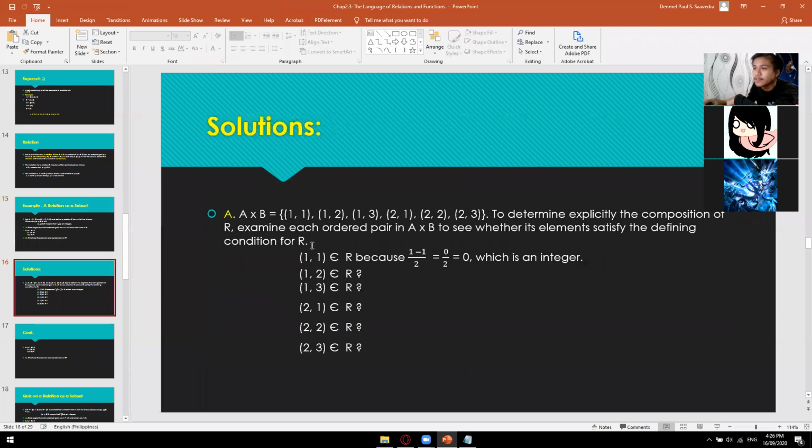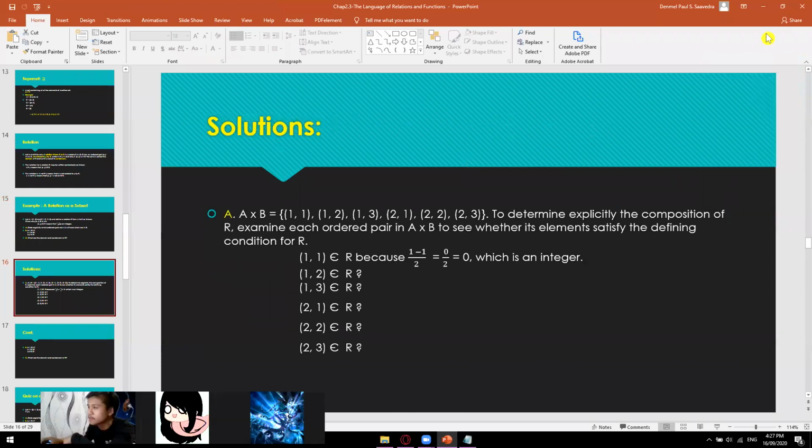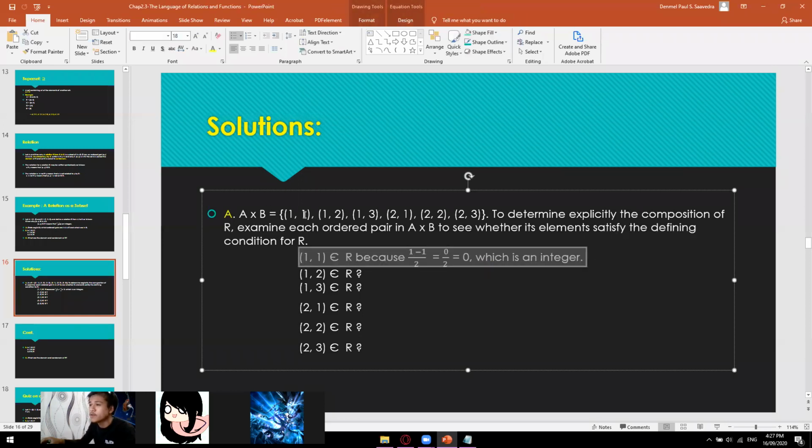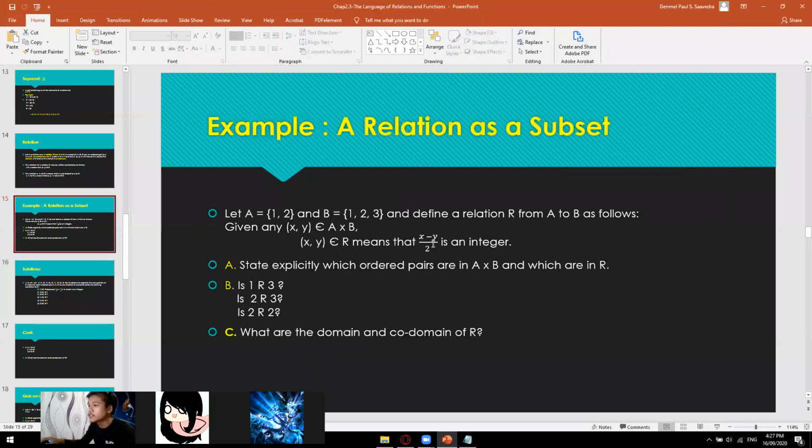Okay. The next one is to determine explicitly the composition of R. Examine each ordered pair in A times B to see whether its elements satisfy the defining condition for R. Okay? So, nasagutan na to pinakauna, yung 1, 1 natin. So, 1, 1 is an element of R because 1 minus 1. So, follow nyo lang tong condition na to.